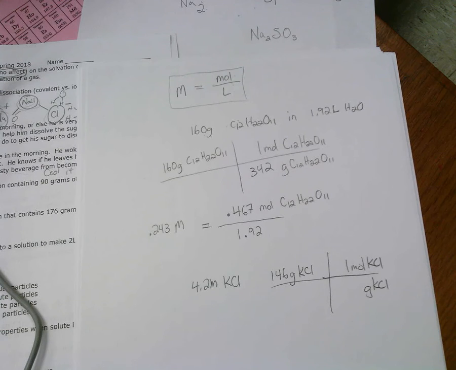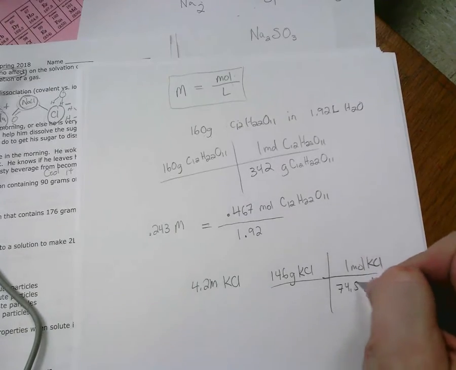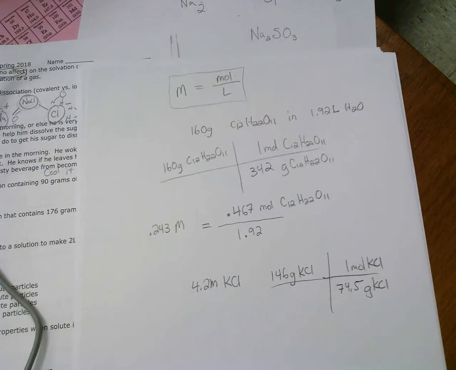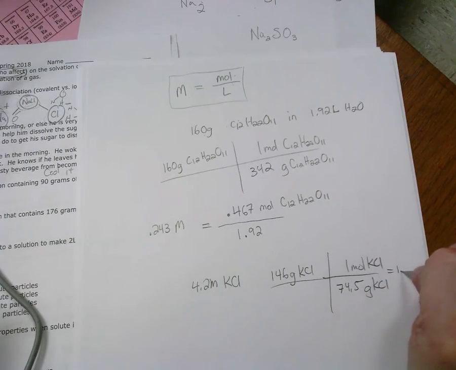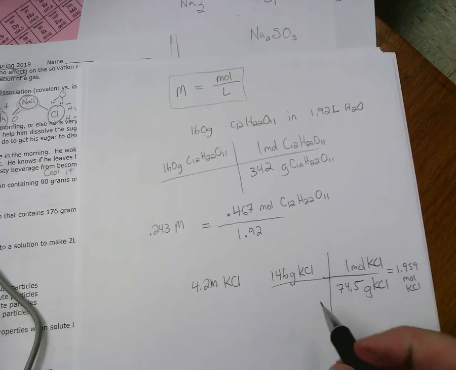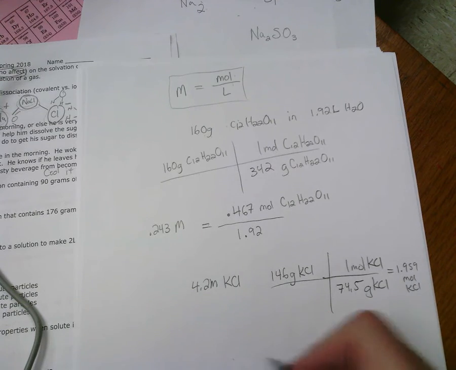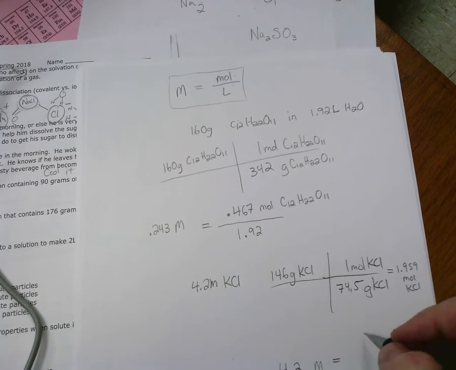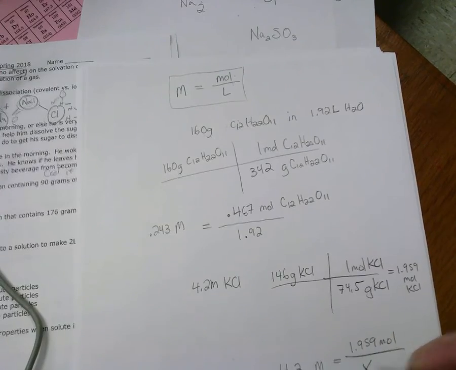Plus 39. 35.5 plus 39 is 74.5. 146 divided by 74.5 equals 1.959 moles of KCl. So now I have moles and I have molarity. So I have a molarity of 4.2 equals, I have moles, 1.959 moles over X.